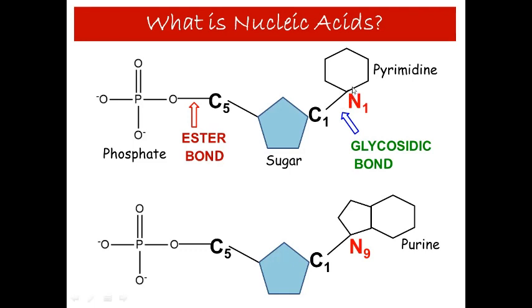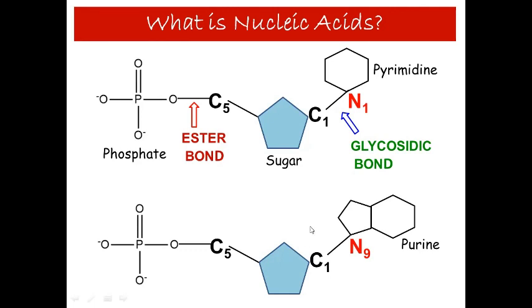If the base is pyrimidine, then according to the chemical nomenclature, it is nitrogen number 1 which makes the glycosidic bond with carbon number 1 of the sugar in nucleotides. And if it is purine, then it is nitrogen number 9 which forms the glycosidic bond with carbon number 1 of the sugar molecule in nucleotides.